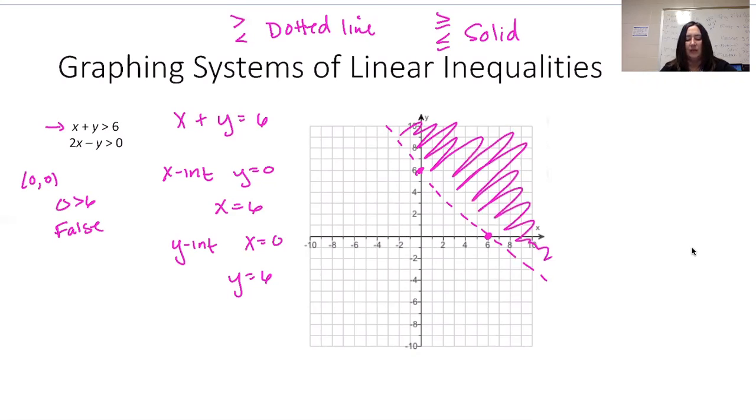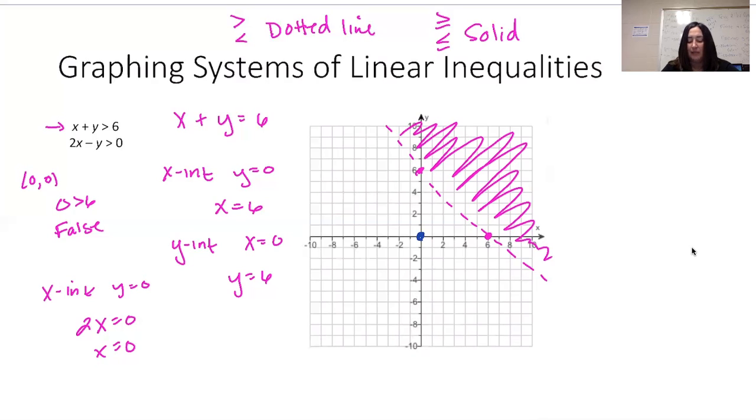Now we have to do the second one as well. I'm going to do the same thing. I'm going to do my x and y intercept. So to do my x-intercept, I'm going to let my y value be 0. So I'd have 2x equals 0 and x is 0. So my y or x-intercept is (0, 0). I'm going to do this one in a different color. Let's do blue. Now, if that's my x and y intercept, then we need another point.